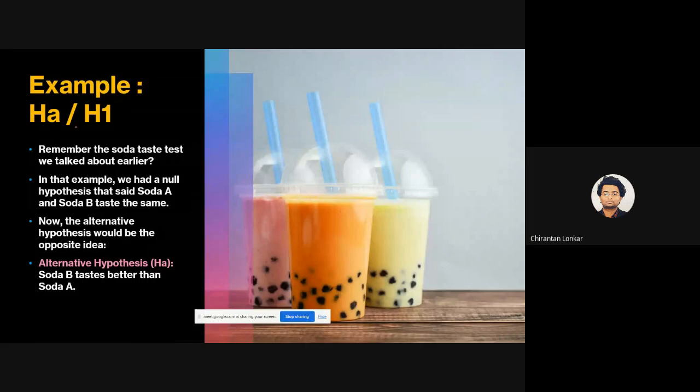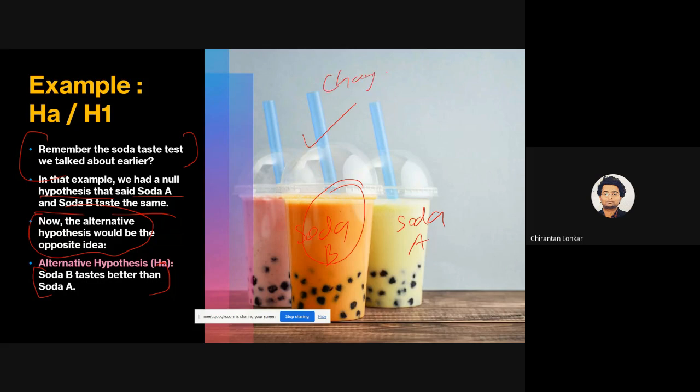Let's take an example. Can you remember the soda taste that we talked about earlier? In this example, we had a null hypothesis saying that soda A and soda B taste the same, that there is no difference between the two. Now we have an alternate hypothesis. What is the alternate hypothesis that I have? The alternate hypothesis is that soda B tastes better than soda A. Let's say this is soda B, and this is soda A. I am saying that soda B is good, and this one is not.